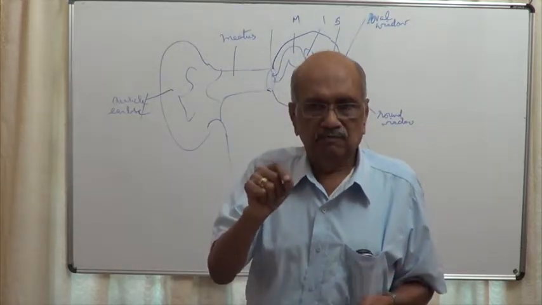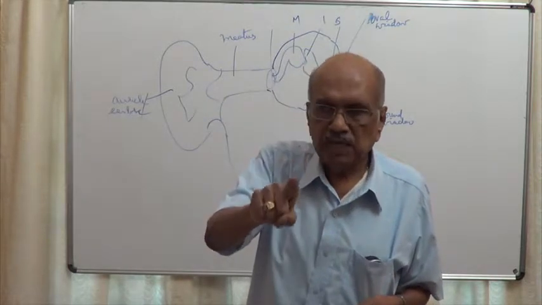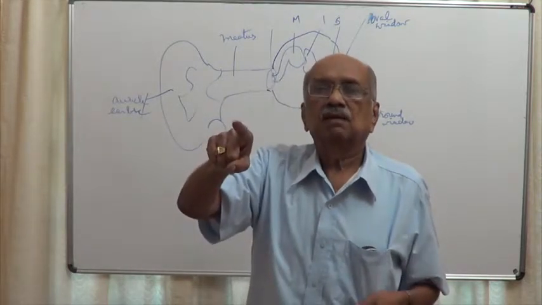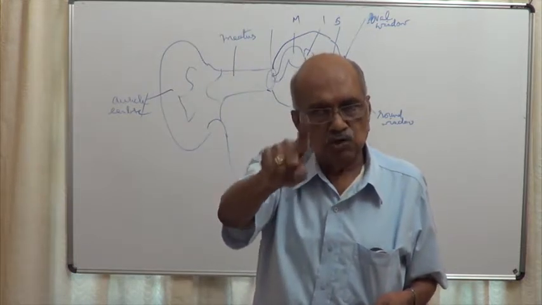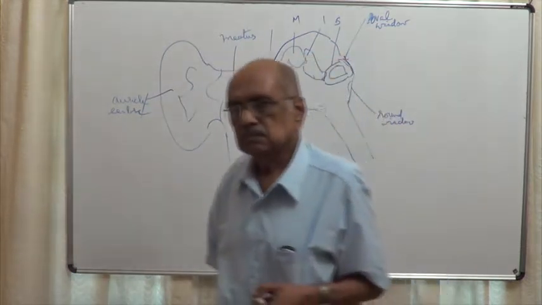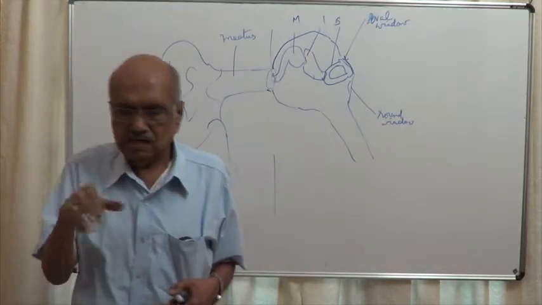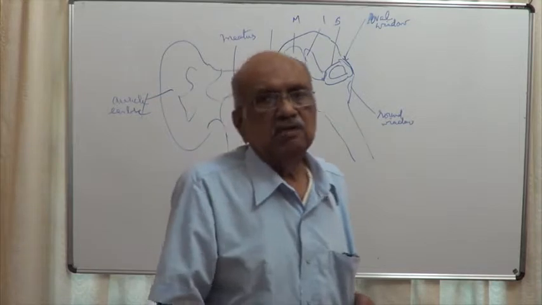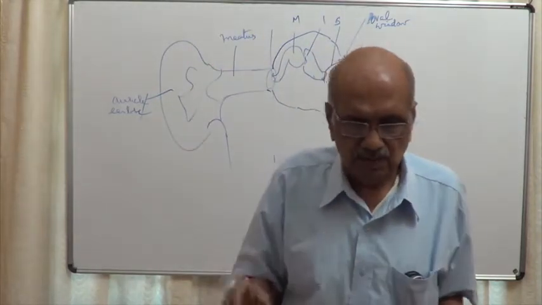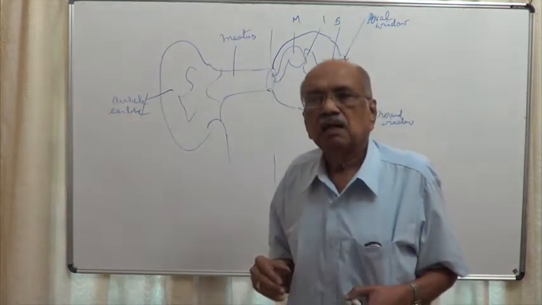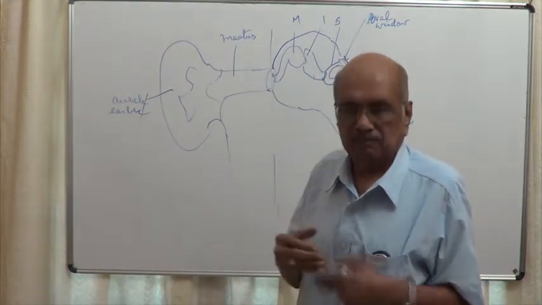Perilymph and endolymph are just the two terms and not to be confused with the lymph of the circulatory system. Understood what I said? The word lymph here used as a suffix should not be confused with the lymph of the circulatory system. This is something different. The compositions of the two are different.